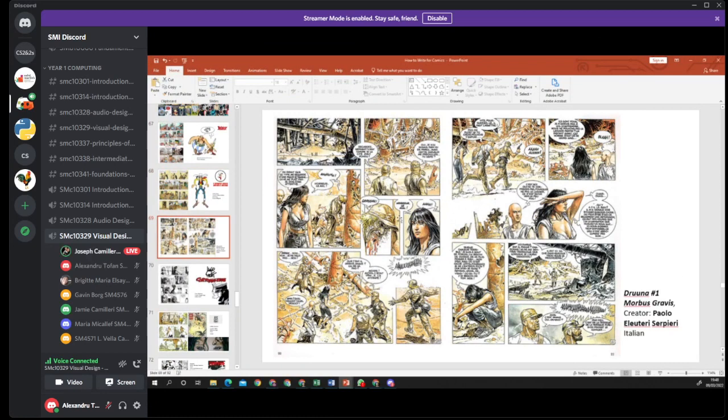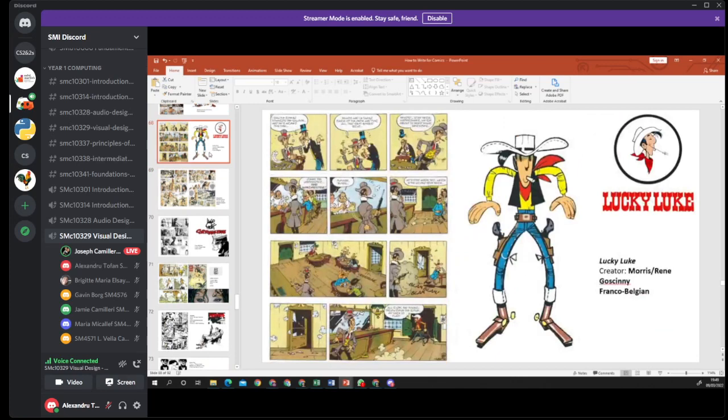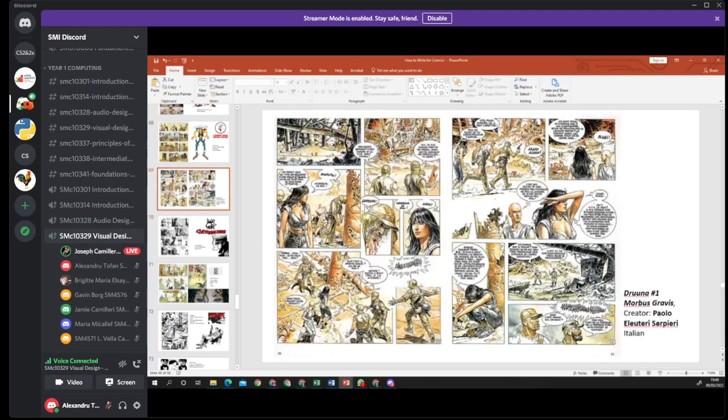I managed to find a couple of pages which have absolutely no nudity, which is very, very rare with regards to Paolo Eleuterio Serpieri. He's Italian. And we can immediately see the different styling when it comes to Italian and French. So this would be oldish French, 70s, 80s. This would be 80s and 90s.